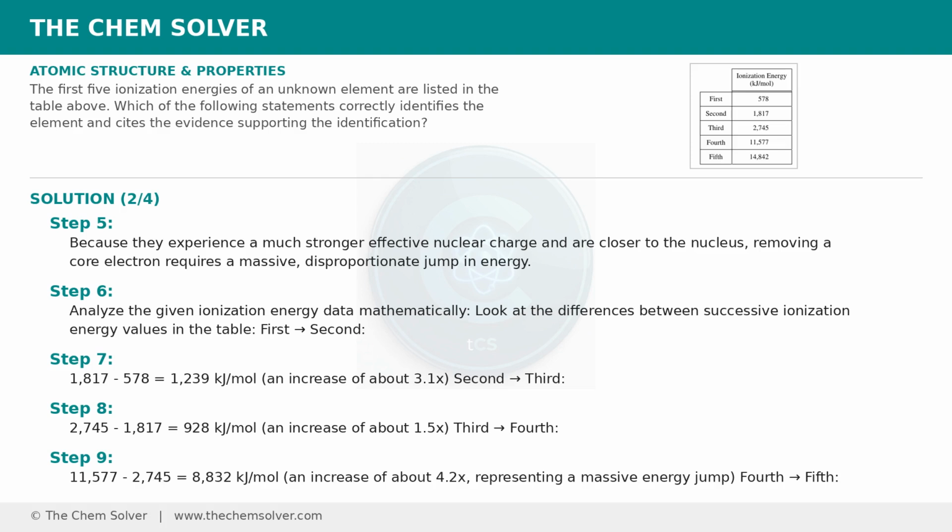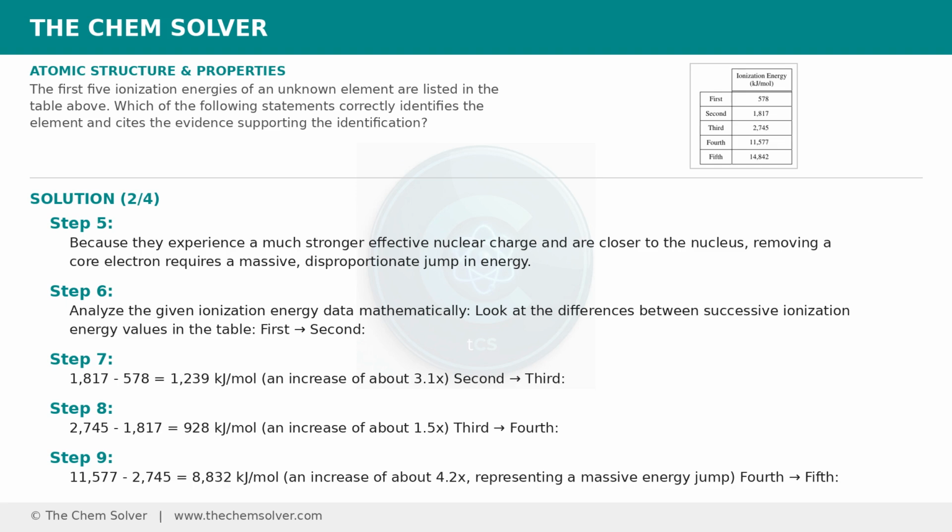Analyze the given ionization energy data mathematically. Look at the differences between successive ionization energy values in the table. First, give second: 1,817 minus 578 is equal to 1,239 kilojoules per mole, an increase of about 3.1x. Second gives third: 2,745 minus 1,817 is equal to 928 kilojoules per mole, an increase of about 1.5x.